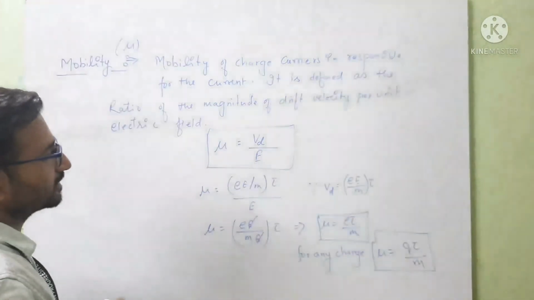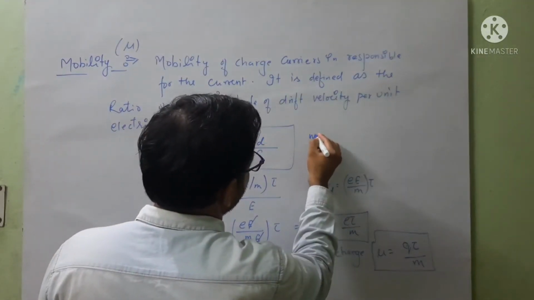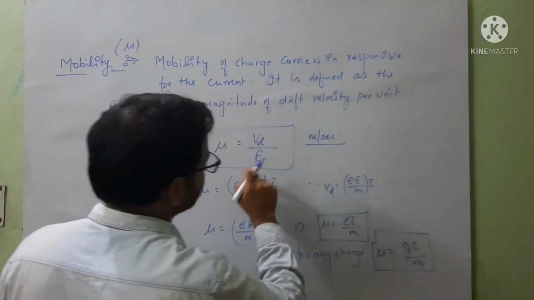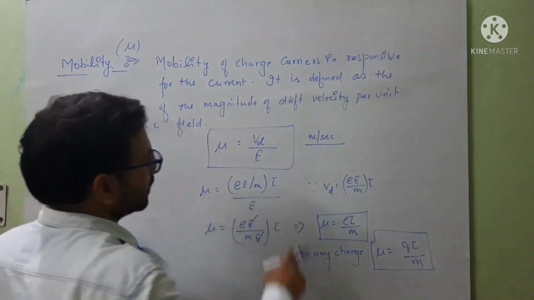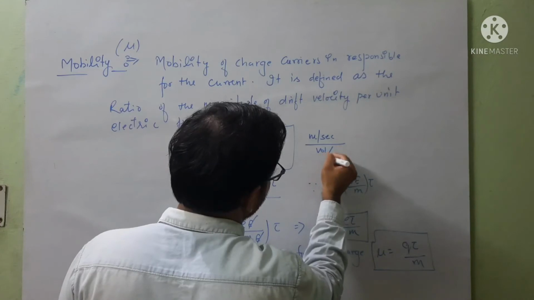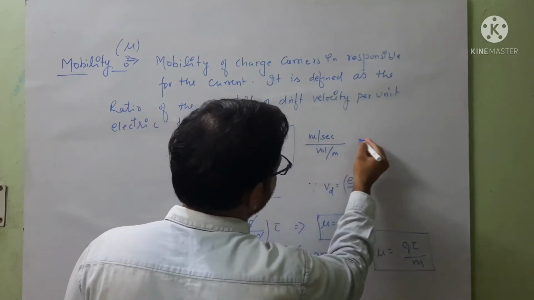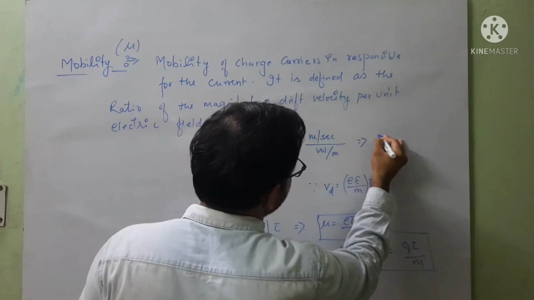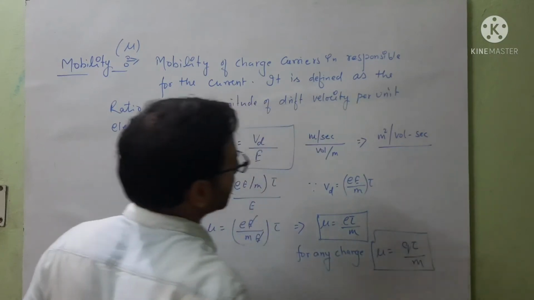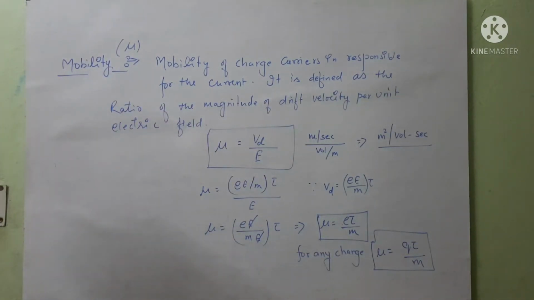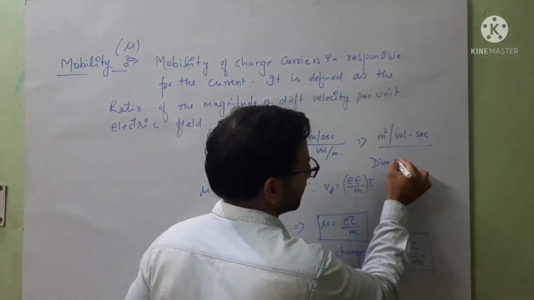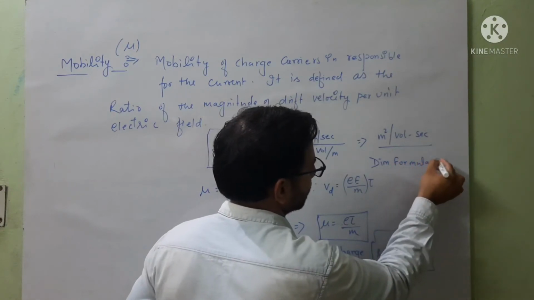And if you want to write the SI unit for it, see, the SI unit of Vd is meter per second, and the SI unit for E is potential over length, meaning you can write volt per meter. So by this adjustment we can see here meter square per volt second. Got it? So this is its SI unit, and the dimension formula you will calculate in your homework.